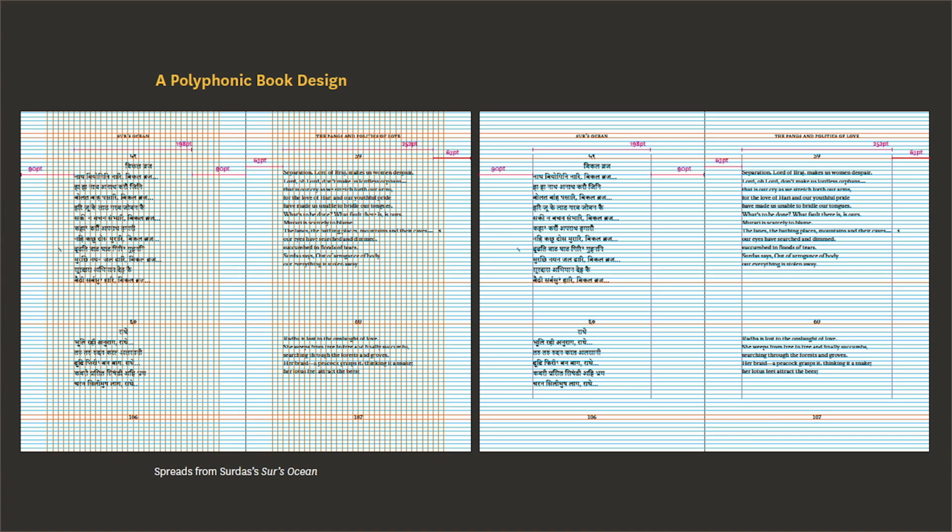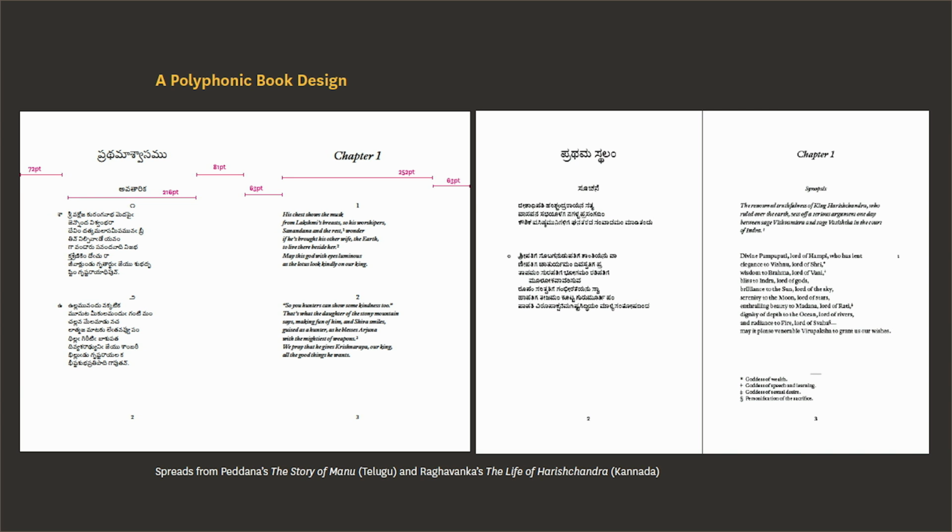So each page has a subtly different layout that is determined by the length of the Indian language and the text in relation to English, and the nature of the scripts to each other. So here the Hindi poem is set on 14 on 17.5, and 1.5 baseline measure to the Latin, which is 9 on 14. Here are 2 examples of South Indian languages.